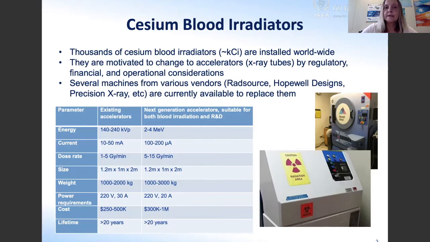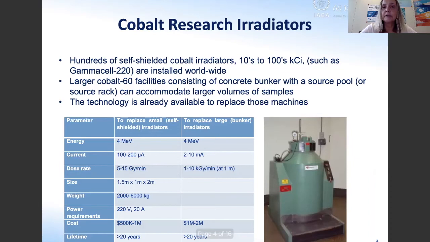The second case I would like to talk about is a cobalt research irradiator. Cell-shielded cobalt irradiator, such as the one shown here on the figure, gamma cell 220. There are many of them installed worldwide. They are of higher activity than cesium blood irradiators, typically tens to hundreds of kilocurie.